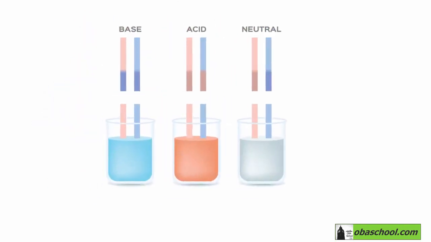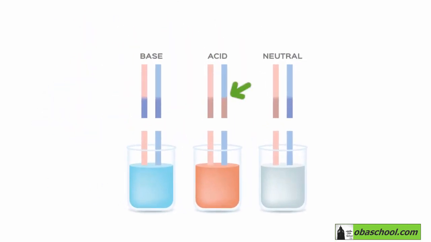An acid will turn blue litmus paper red, whereas a base will turn red litmus paper blue. A neutral solution won't affect the color of the litmus paper. So if you have a red litmus paper which turned blue in the solution, this means that this solution is alkaline. On the other hand, if the blue litmus paper turned red, then this is an acidic solution.